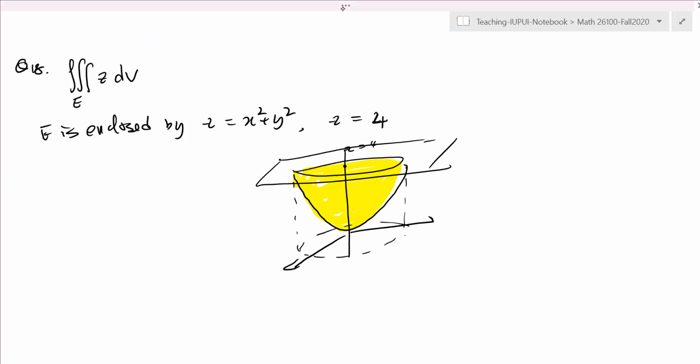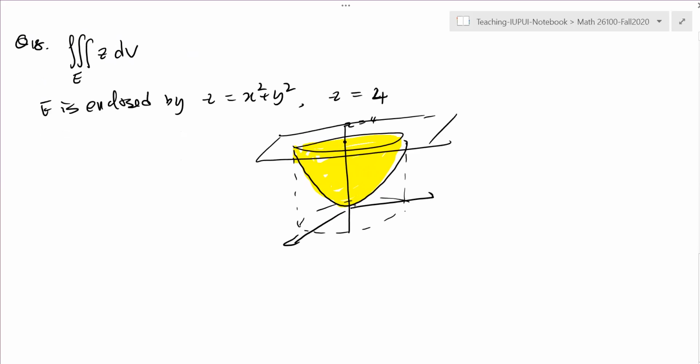Now, how do we set up an integral? How do we simplify this? Well, you can do as follows. You take a point inside the solid, and you express it as x equals r cosine theta, y equals r sine theta.